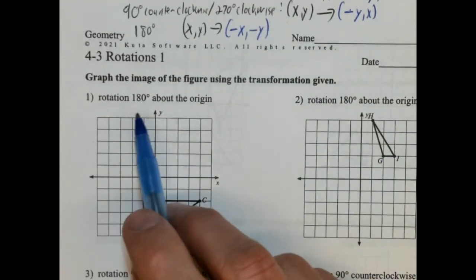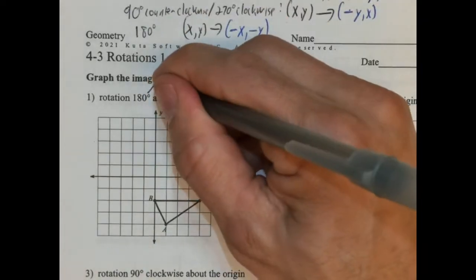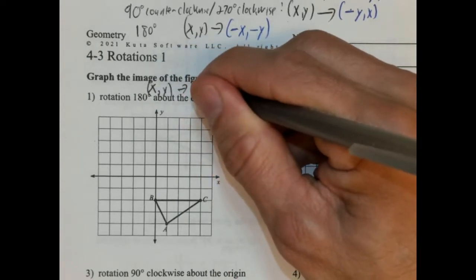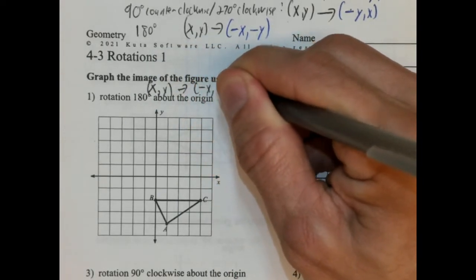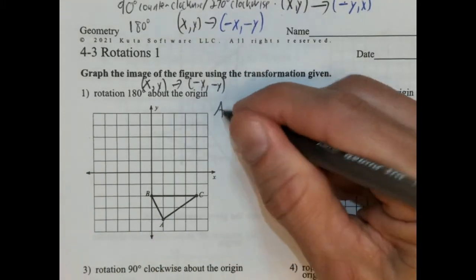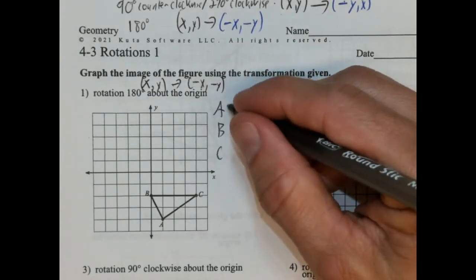Alright, so let's go through these. So rotation 180 degrees is about the origin. So we're going to write the rule. Each time we do this, we're going to write the rule above it so we can just use that as a point of reference. So (x, y) becomes (opposite x, opposite y). So what I'm going to do is identify the coordinates of all 3 of these points, and we're going to use that to apply our transformation, right?